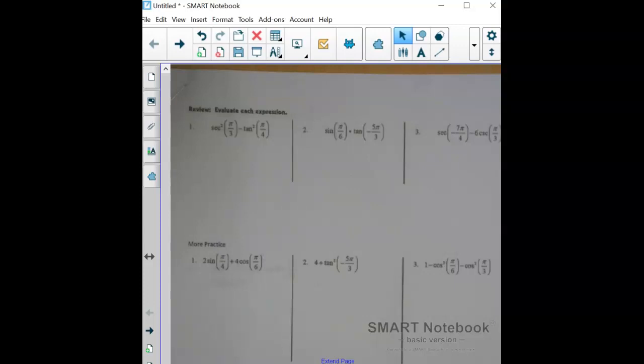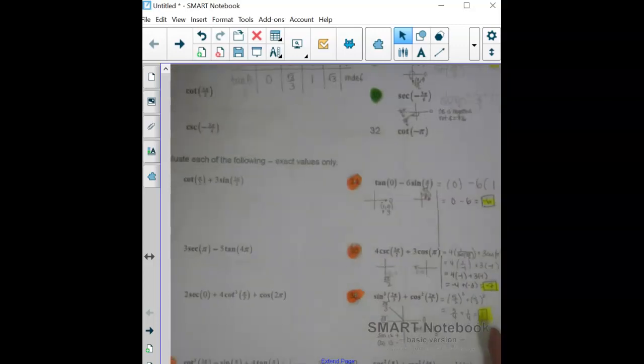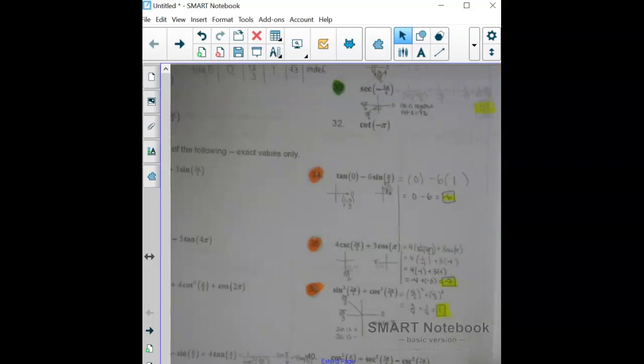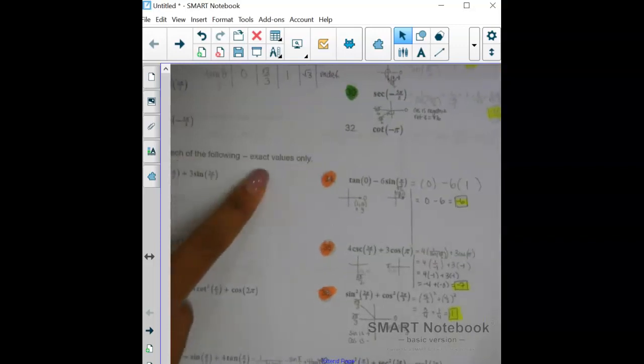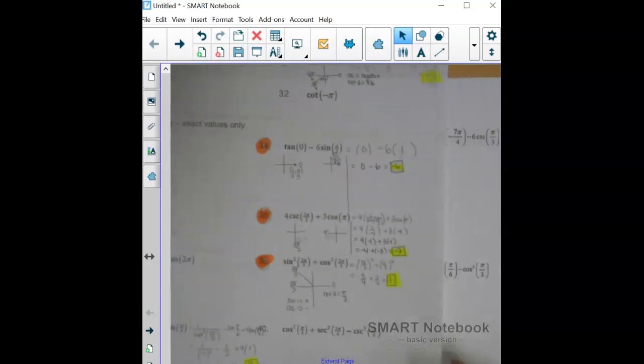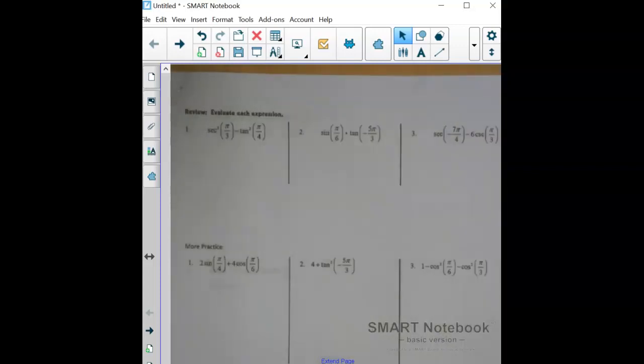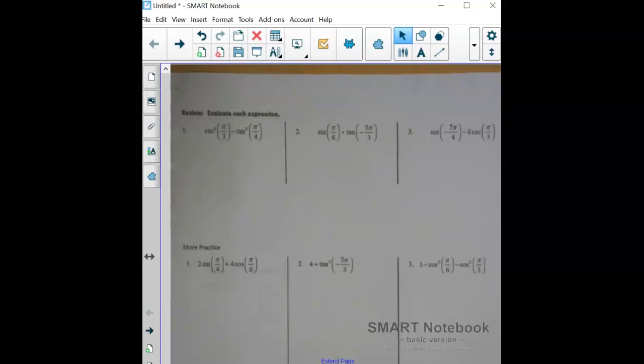The first thing you should notice on this page is that the first 6 or so questions look exactly like what we did on the notes from last class. Last class we went through evaluating each and writing the exact values only. So we did questions that look like this. We're doing the exact same process, but for the 3 questions on this page. It's literally the same process, we're just doing different questions.